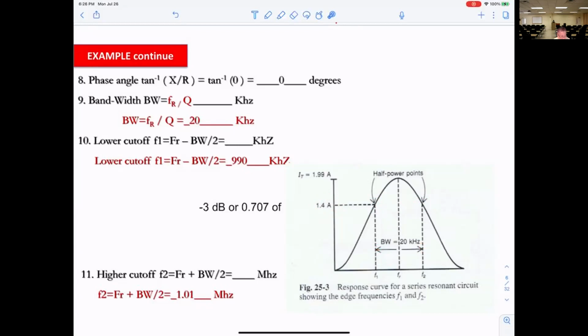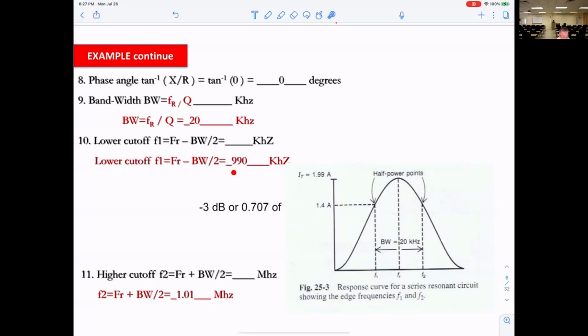So in order to calculate the bandwidth, you need to get F1 and F2. So lower cutoff, that means lower cutoff here. They will be resonant minus bandwidth divided by 2. So in here, you can see lower cutoff, FR.